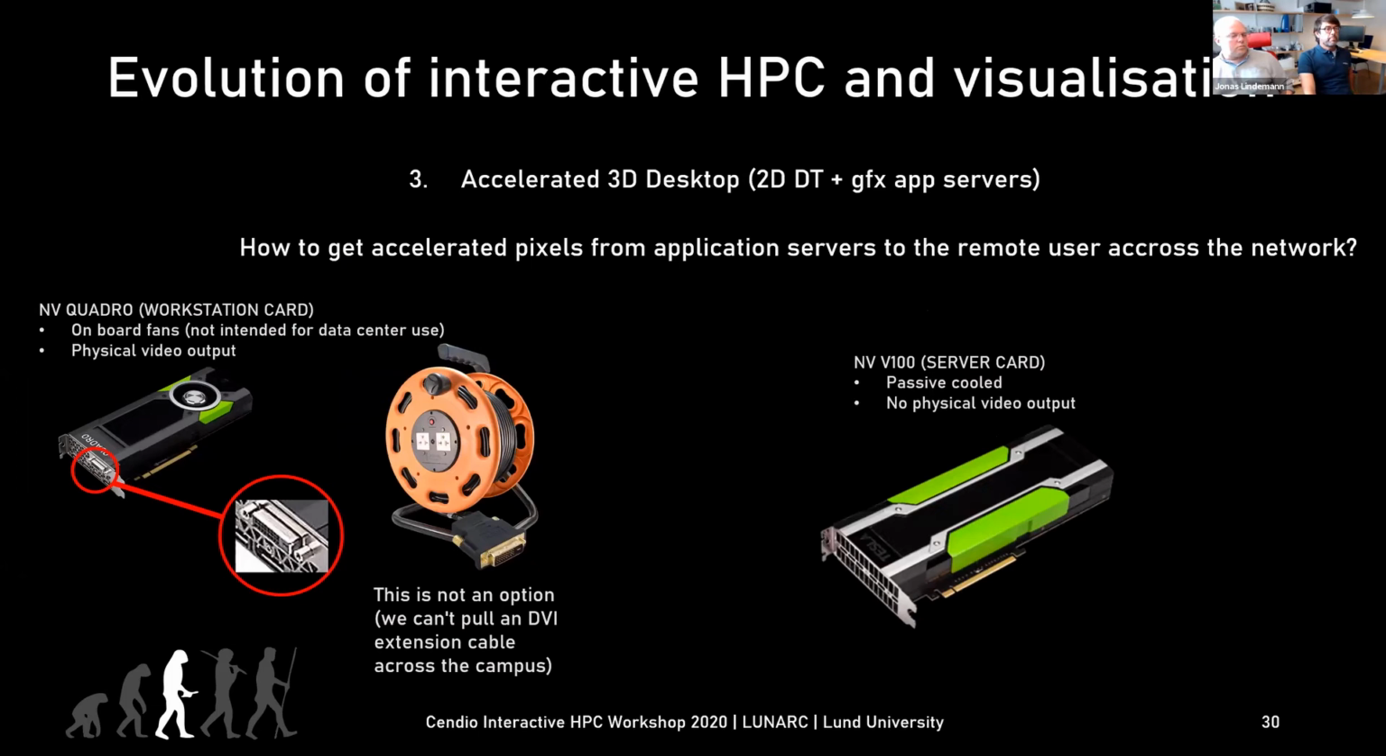So how does this work? Well, on the left-hand side is something that won't work. First of all, we can't have workstation cards in the server, in the data center, because we have server class, data center class servers. So we need something else, and we couldn't either pull some sort of DVI extension cable through the campus. That would look really weird. So we're doing something else, and typically we have V100 and P100 cards, server cards from NVIDIA that are passively cooled by fans inside the server.